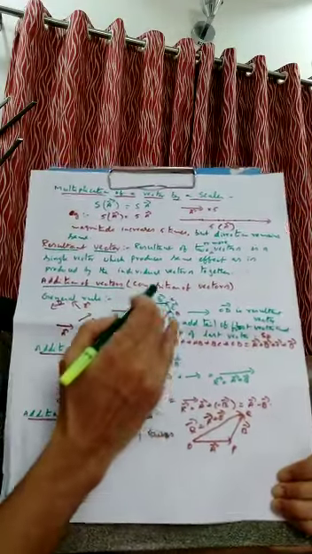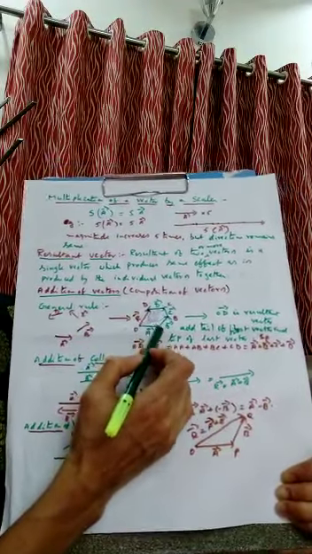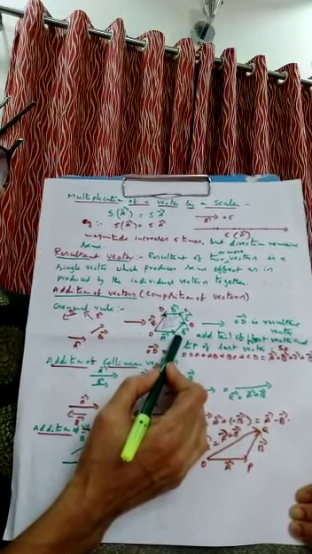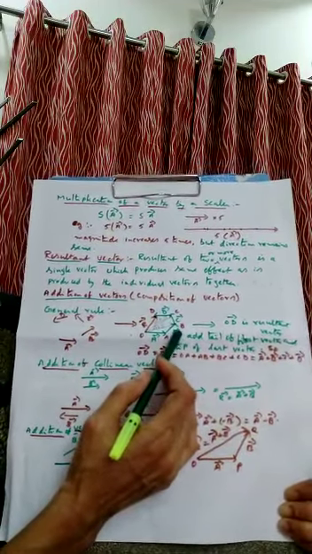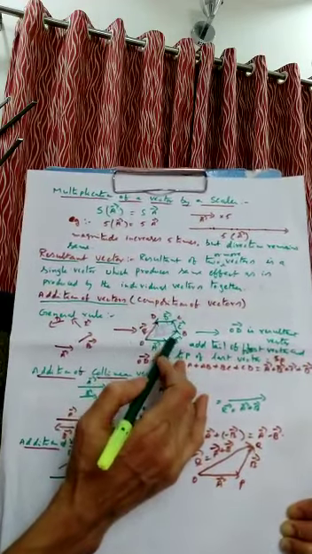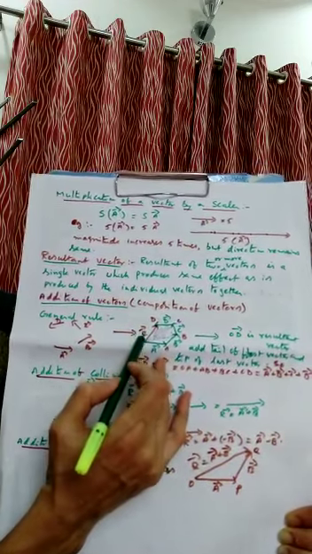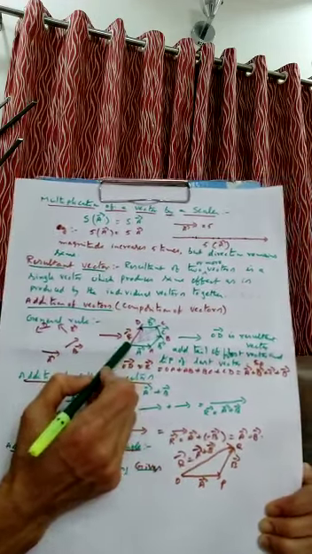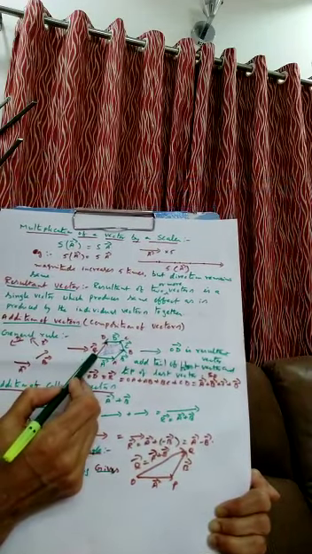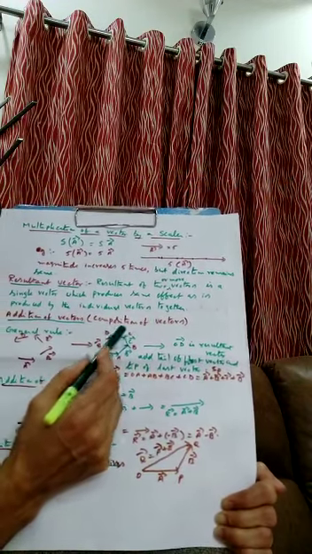Resultant vector. For that, join all the vectors such that the tip of the first vector joins the tail of the second vector and so on. See, this is tip, this is tail, this is tip, this is tail and so on. Then join the tail of the first vector to the tip of the last vector, which gives you the resultant vector here.